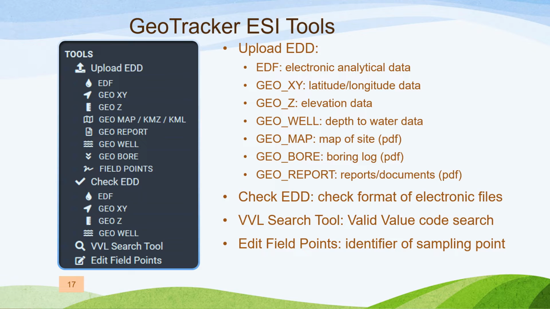The GeoXY, which is latitude-longitude data of your sampling points. GeoZ is well elevation data. GeoWell is depth to water data. GeoMap is just a map of the site in a PDF format. GeoBore is a boring log, also uploaded in PDF format. And GeoReports are just PDF reports and documents. Going to the next section is the Check EDD.